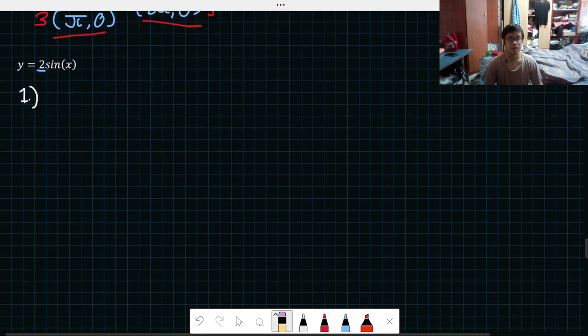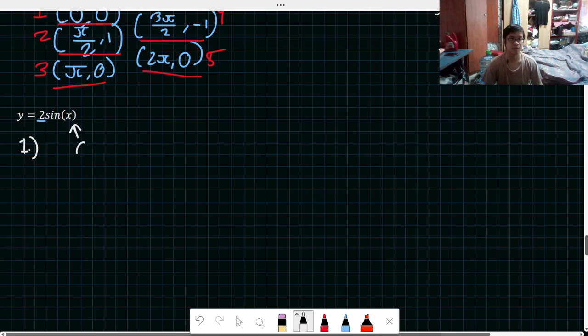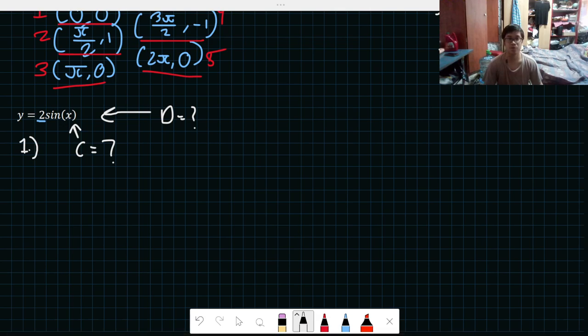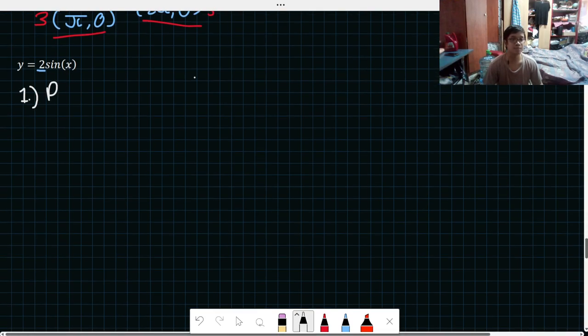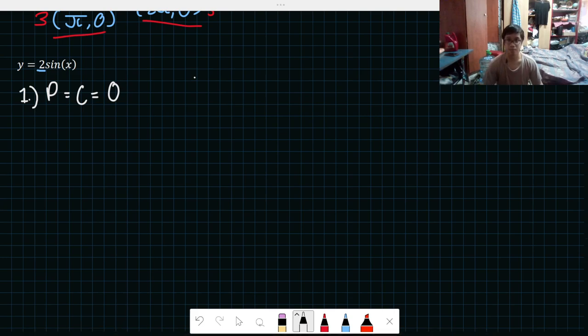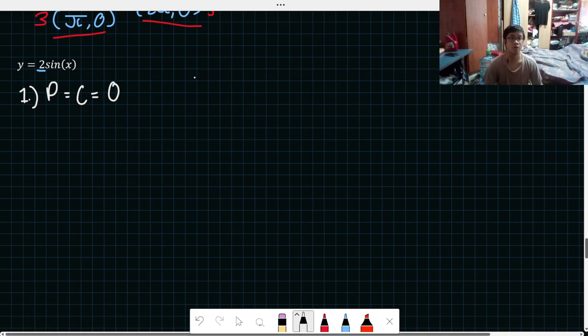In this case, you see here, it's not visibly given. Likewise for your D, which acts as a constant term. Since C and D are not visibly given, we can clearly say that D and C are both zero. What is our interpretation if D and C are zero? Then that means there is no vertical and horizontal movement.